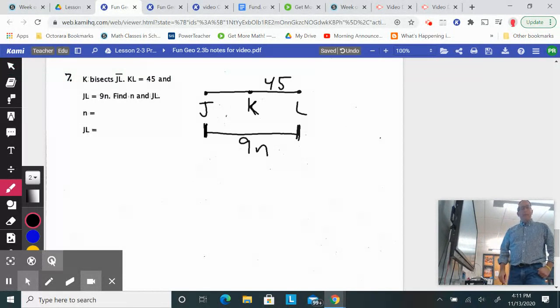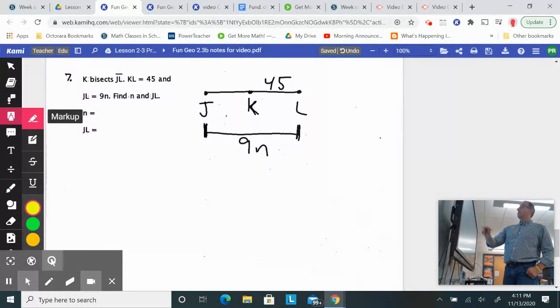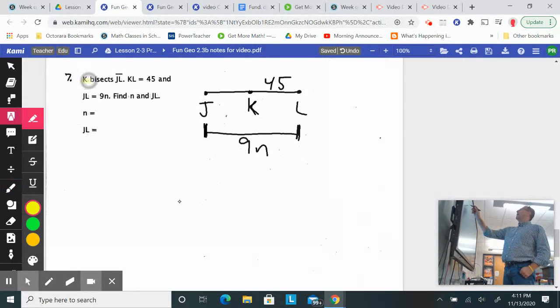So I drew my picture from everything that we were told up here. We were told that K bisects JL, so K is right in the middle. K to L is 45, so I labeled that. K to L is 45 right there. J to L, which is the total distance from here to here, that's 9n. We're supposed to find n and JL.